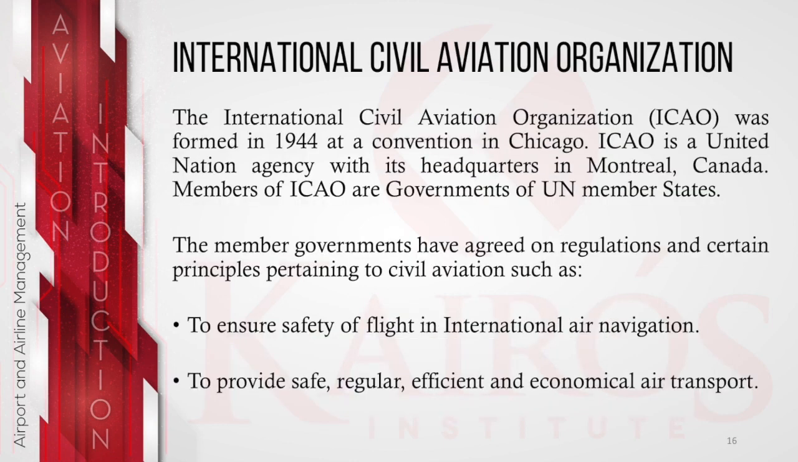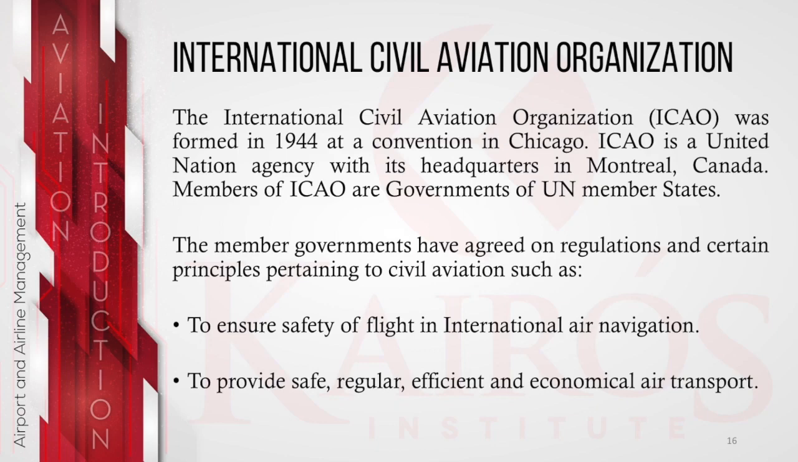The International Civil Aviation Organization, ICAO. The International Civil Aviation Organization, ICAO, is the world governing body for civil aviation and was formed in 1944 at a convention in Chicago. ICAO is a United Nations agency with its headquarters in Montreal, Canada. Members of ICAO are governments of UN member states.